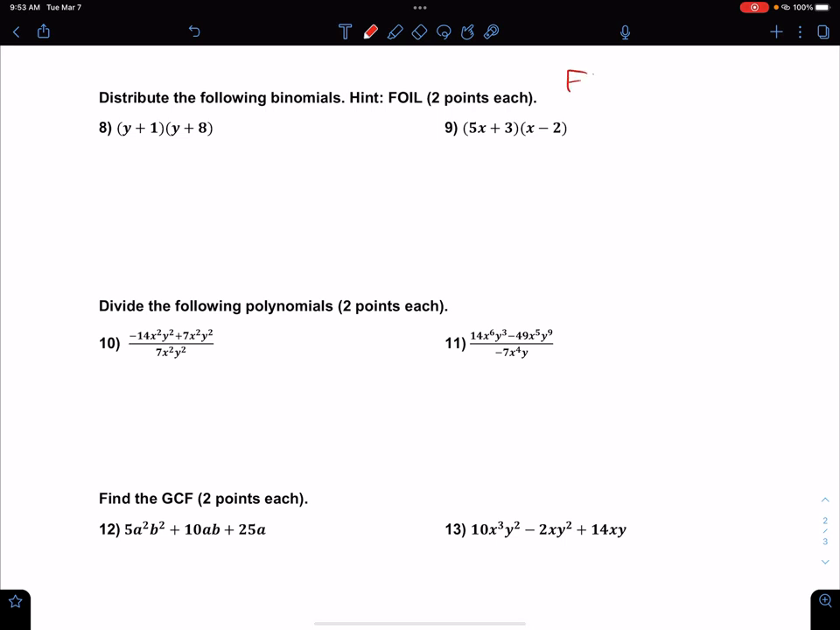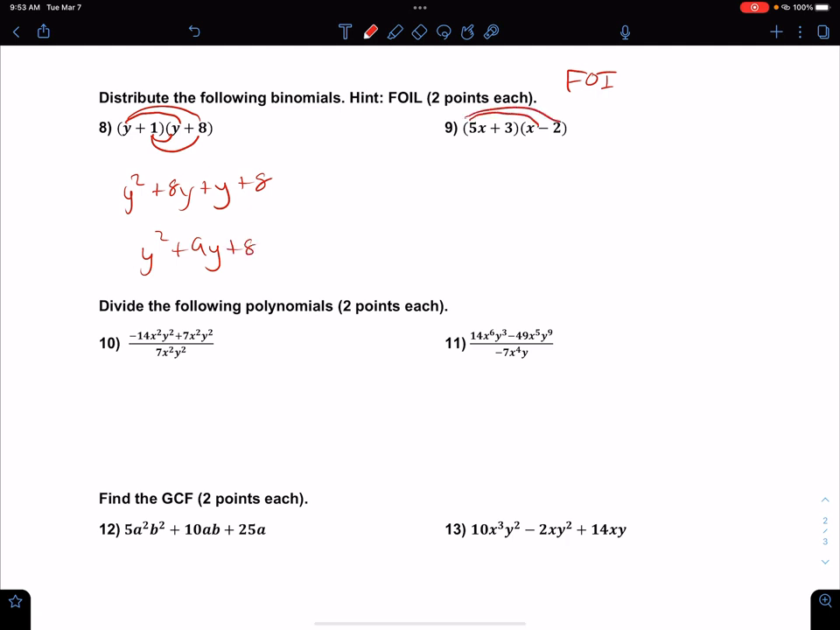Remember, FOIL, we sang this song, first, outside, inside, last. Anyways, first, outside, inside, last. So y times y is y squared. Y times 8 is 8y. 1 times y is y, and 1 times 8 is 8. So I have y squared plus 9y plus 8, and that's my answer.